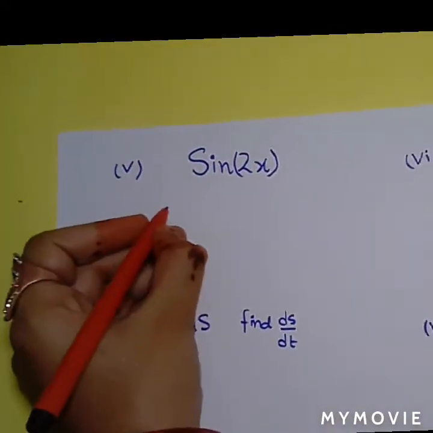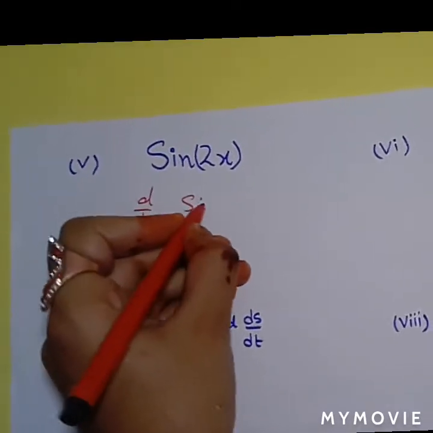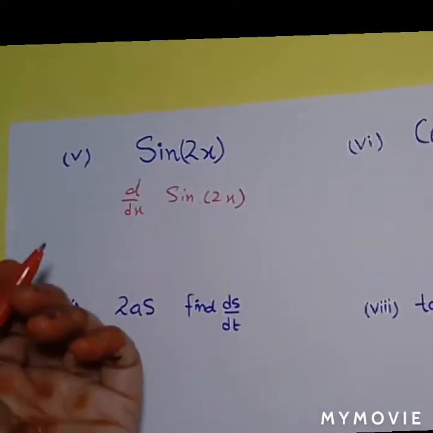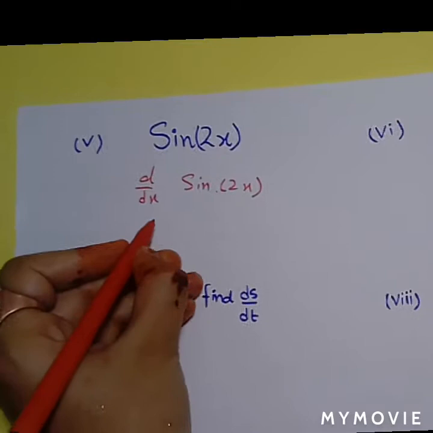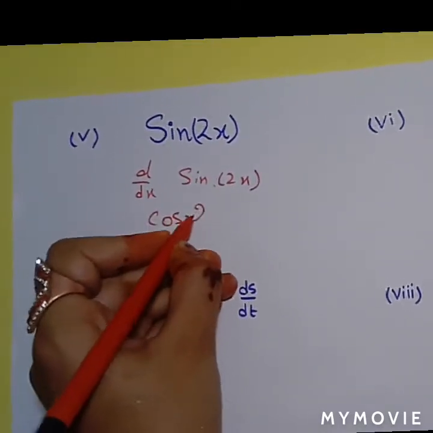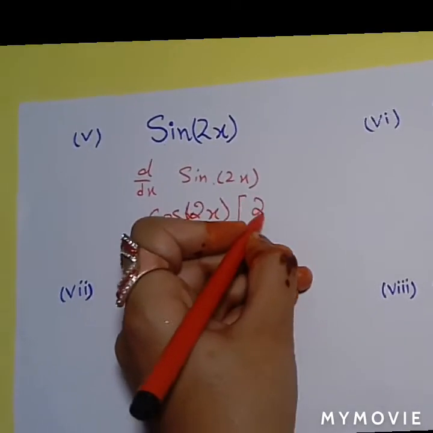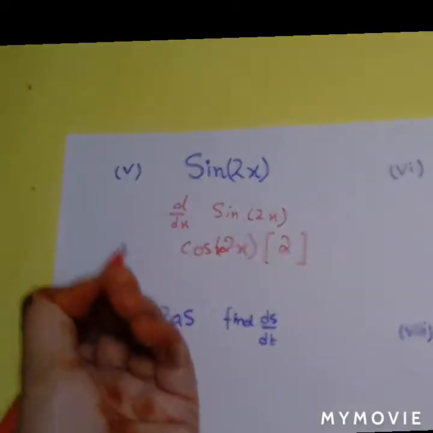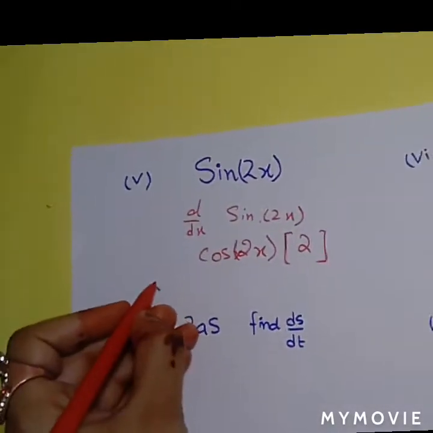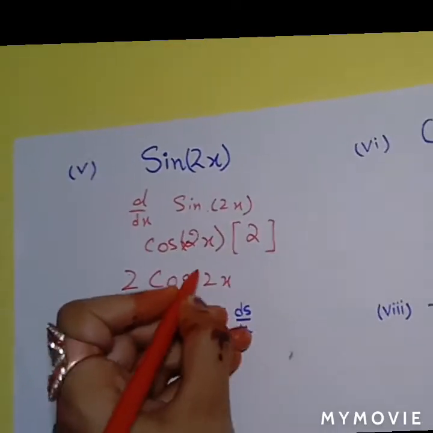Okay. Now let's see the other derivative. The derivative of sine 2x is cos 2x. Here 2x is the angle. The angle may be 2x, 3x. Let's start. Cos of x, x is now 2x. Now take the inner derivative, we get 2. Okay, 2 comes first and the derivative of x is 1. So 2 comes first, 2 cos 2x.